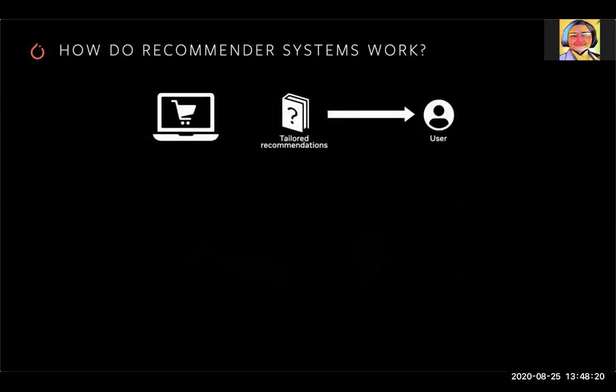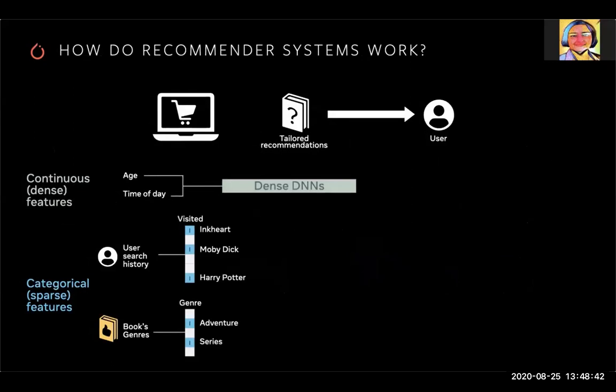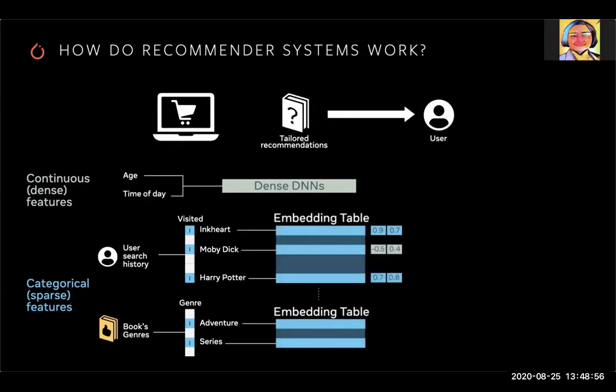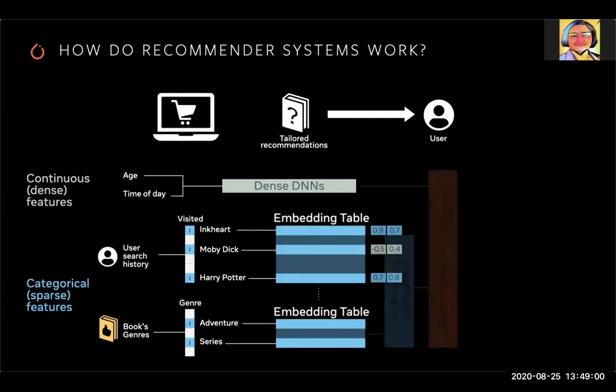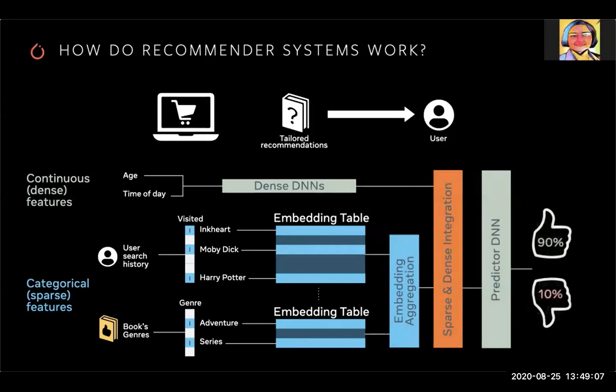Diving into how recommender systems work from an algorithmic standpoint, we see that there are a set of continuous dense features like the age and time of day, and a set of categorical sparse features like the user's search history, the pages she visited, and the book's genre. The dense features represent questions for which there is a concrete answer, and the sparse features are for a range of yes and no type of questions which are related to the user or to the items being recommended. Now, these sparse features are encoded into embedding tables, which are then integrated with the dense features to get to a prediction with a percentage score for each of the items. And finally, we create a ranked list of recommendations of what a user may like.